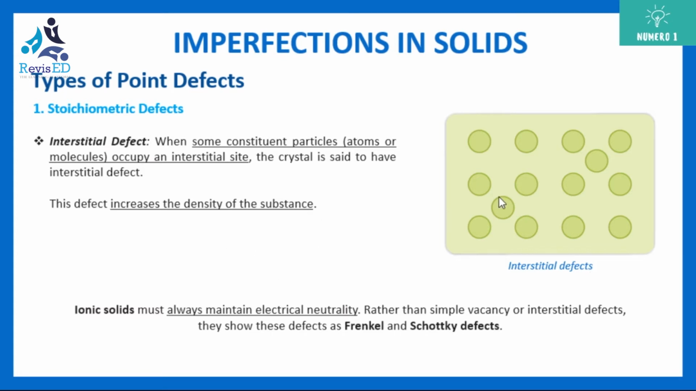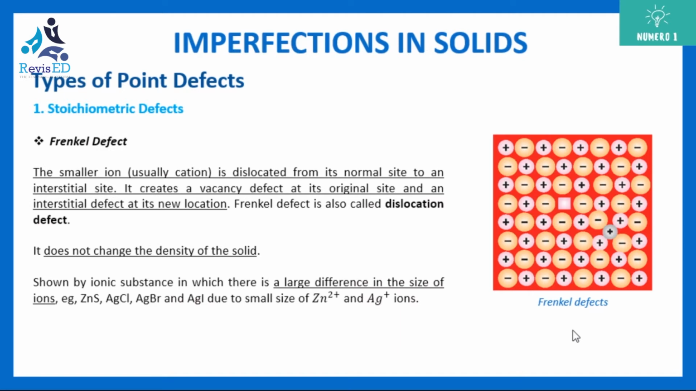Now, this is in the case of covalent bonds or non-ionic substances. For ionic substances, we know that they should maintain electrical neutrality. Basically, the number of positive charges should equal the number of negative charges. So for this, we do not study simple vacancy or interstitial defect. We study Frenkel and Schottky defects. Let's go into ionic defects.